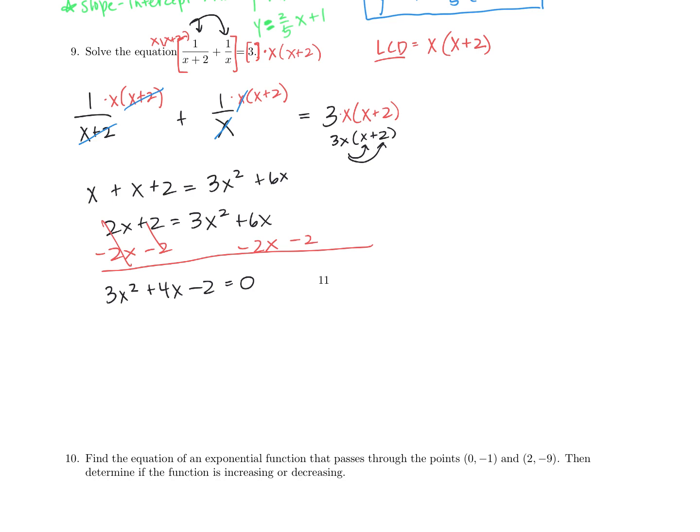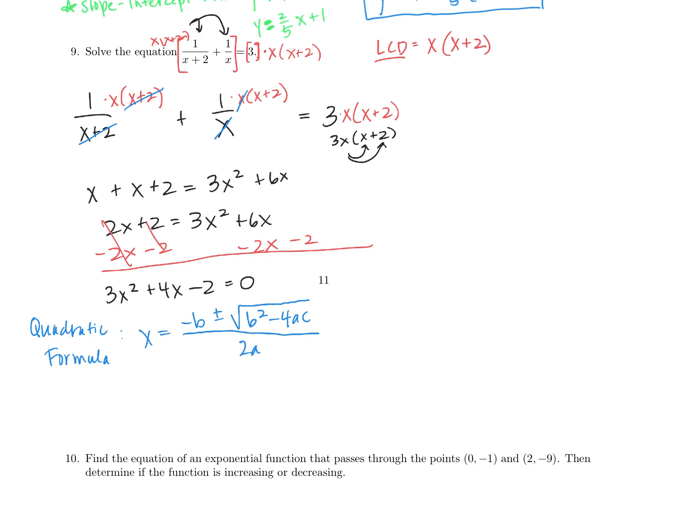We're going to solve that by trying to factor. If we try, we have to figure out what multiplies to get -6 and adds to get 4. You'll find out that it doesn't work. It's not going to factor. So that means our only option is to use the quadratic formula. So you need to have this memorized. The quadratic formula is x equals -b plus or minus the square root of b squared minus 4ac all over 2a. So a is 3, b is 4, and c is -2.